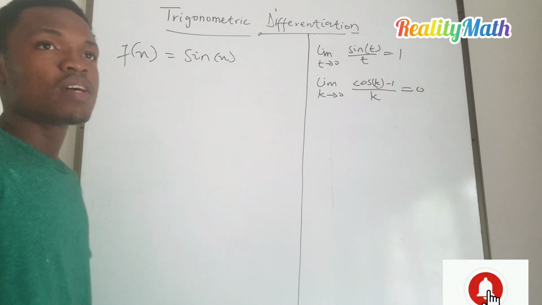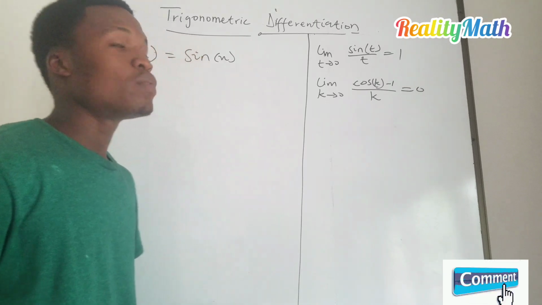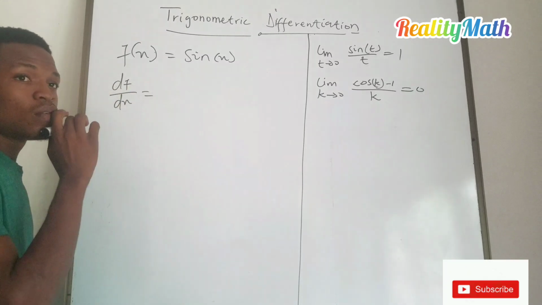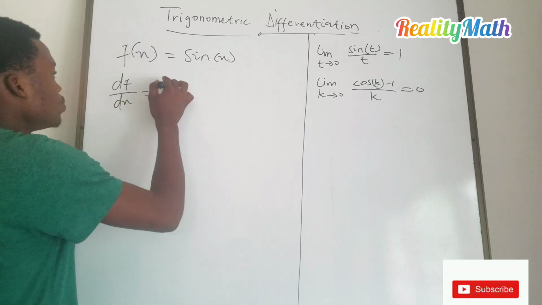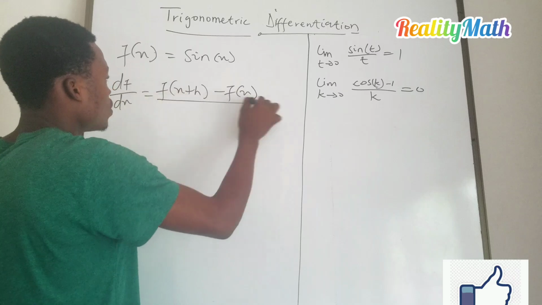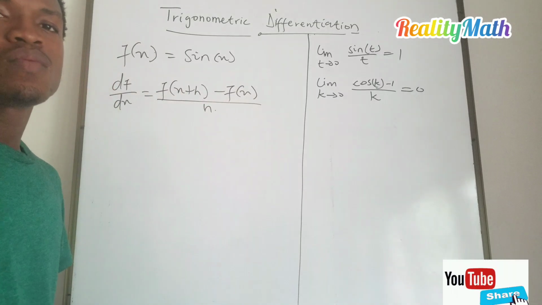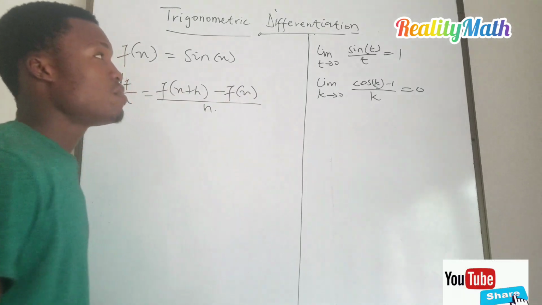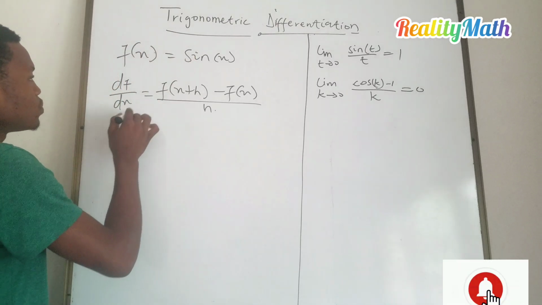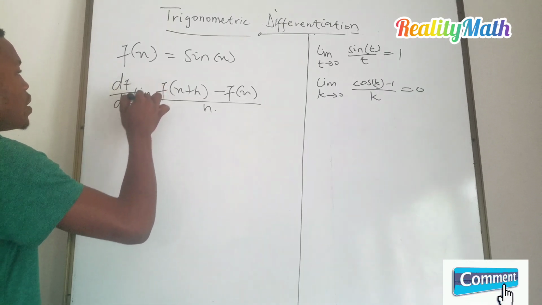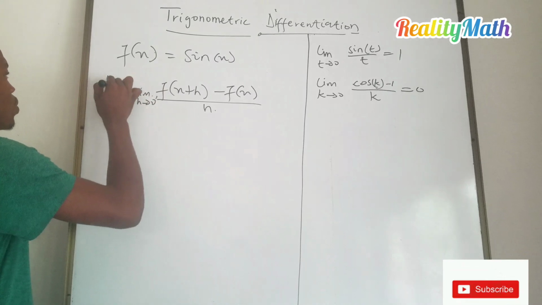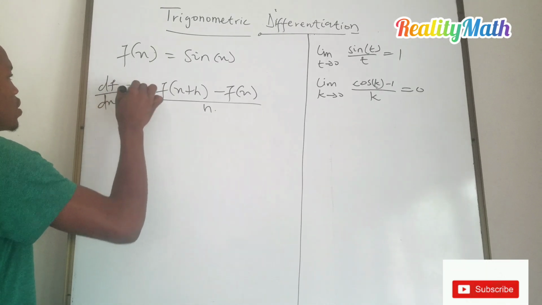But here we are going to use the first principle. If I want to get f prime of x using the first principle, we are going to do f of x plus h minus f of x all over h. That is what is going to give you your derivative. But here the function is sine x, so we have the limit as h approaching 0. Let me rewrite here: df/dx is equal to.